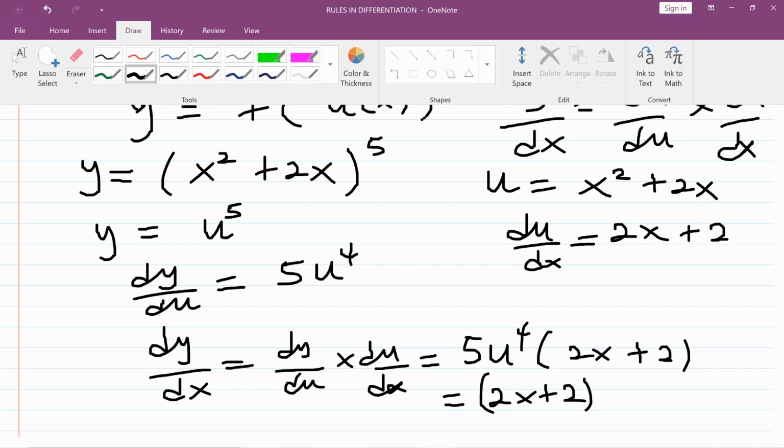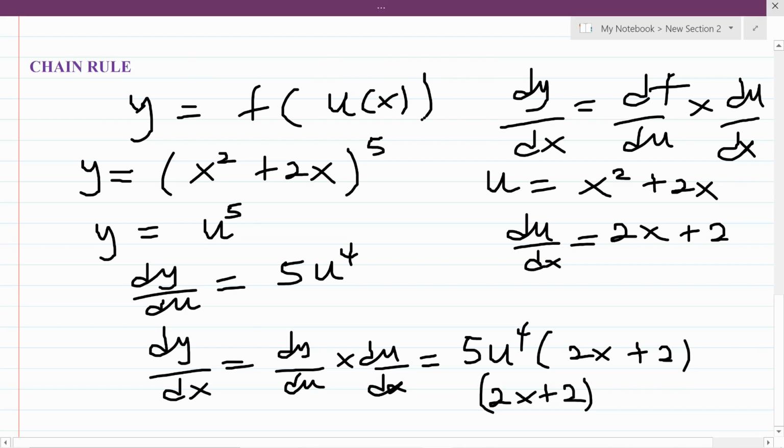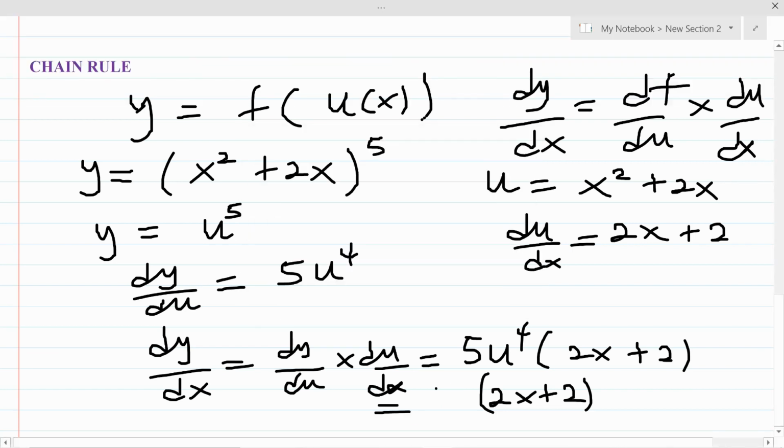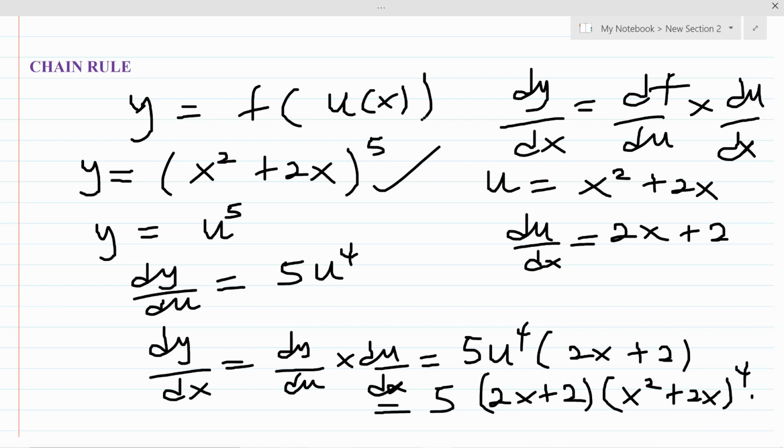Let me first bring the 5 first. So this will be equal to 5 into this, then u is x squared plus 2x, all to the power 4. So this will be the solution to this question when you are differentiating. That is it for the chain rule. There are some special functions that before you can differentiate them, you need to know your chain rule. That is why we went through all these.